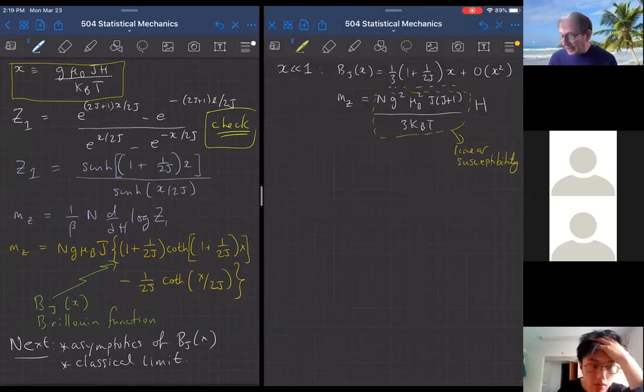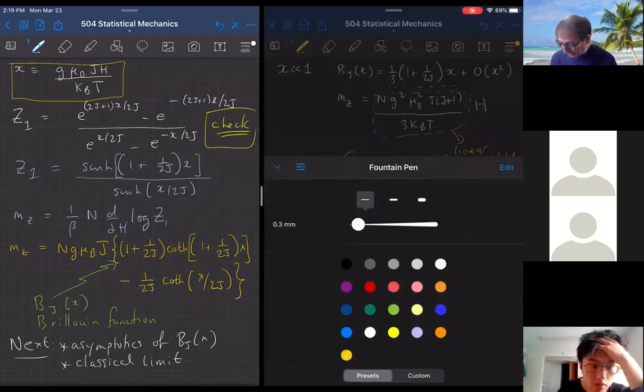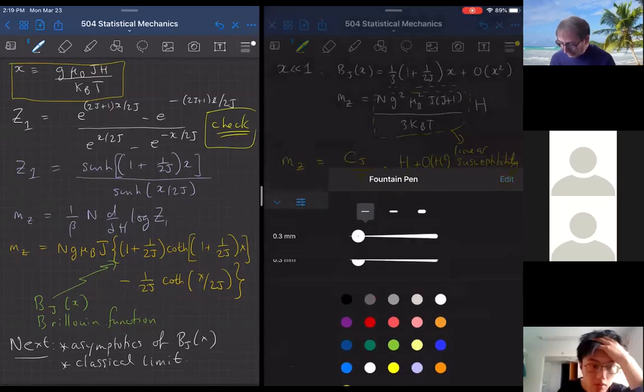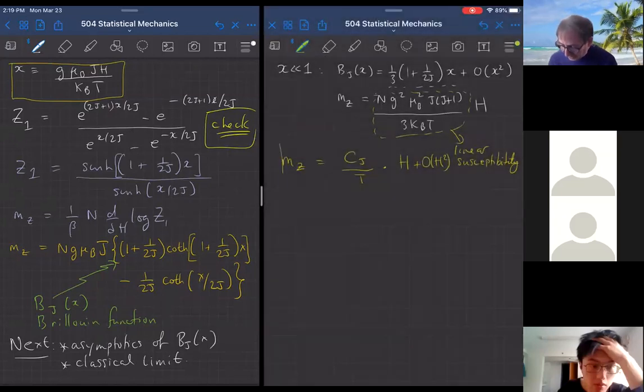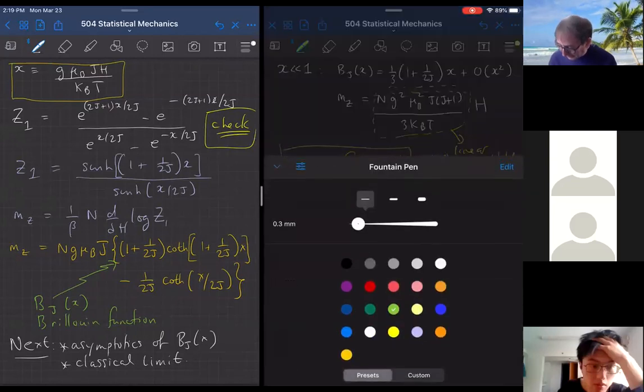And this formula, mz, is again some constant, let's call it the Curie constant, divided by T, times the external magnetic field, and then there are corrections that will go as higher powers of the magnetic field. So what that means is that this behavior here is a linear behavior.